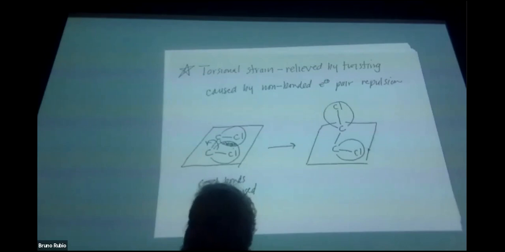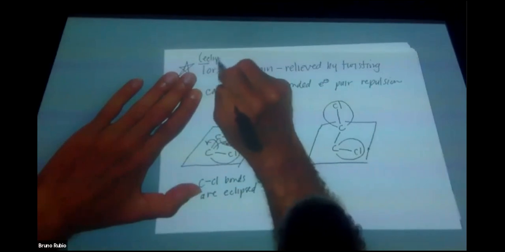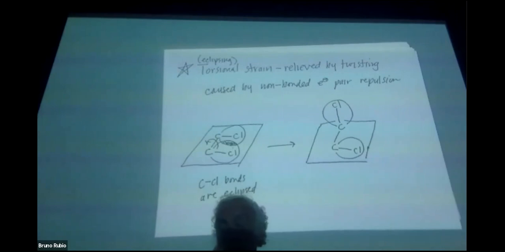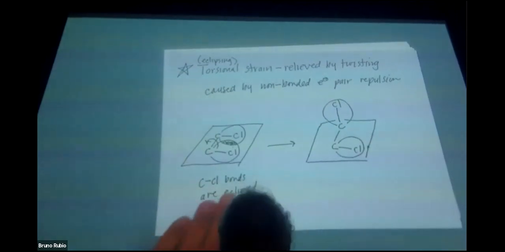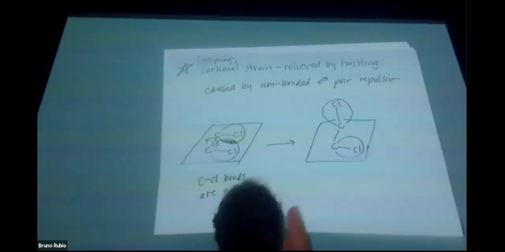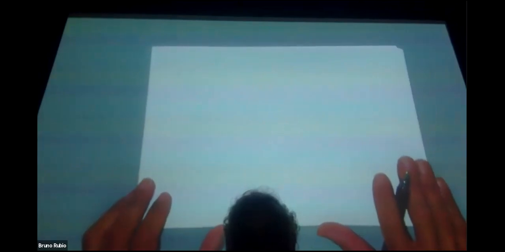So that's what torsional strain is. Torsional strain is also called eclipsing strain. There are other kinds of strain interactions, but we're not going to get into them. We just want to confine ourselves to these three types of strain. The classical way of showing torsional strain is the Newman projection.